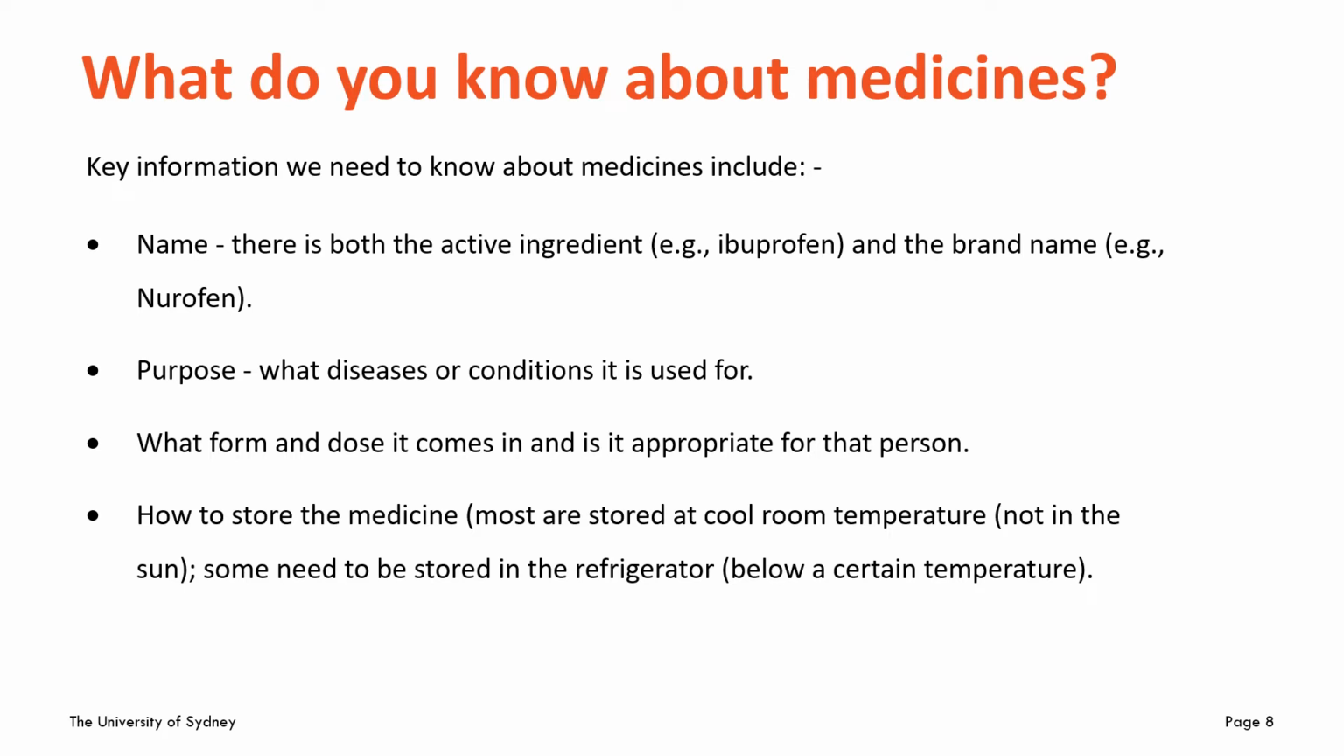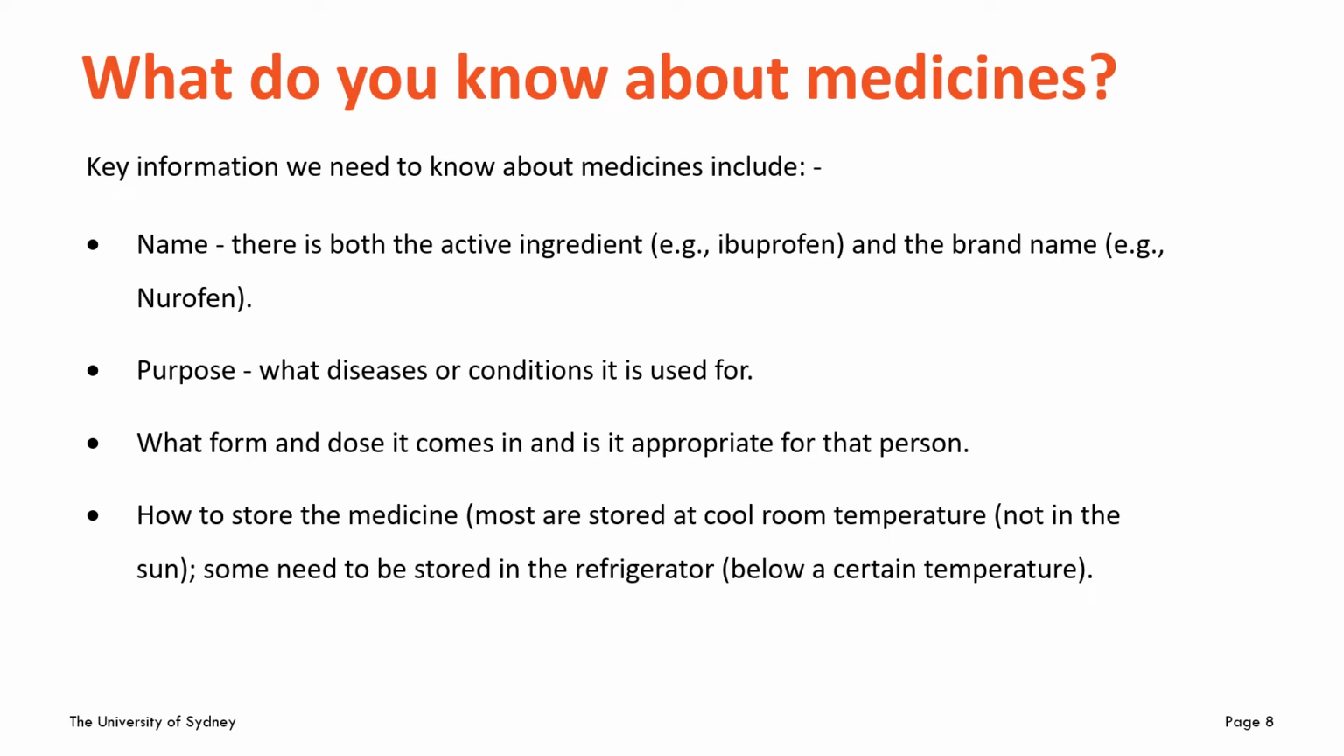The next thing we need to know is what form does it come in? Is it a tablet? Is it a capsule? Is it a liquid? Is it a patch? And what dose does it come in? So how much of the medicine is there in that tablet, say? And is it appropriate for that person? And then how do we store medicines?